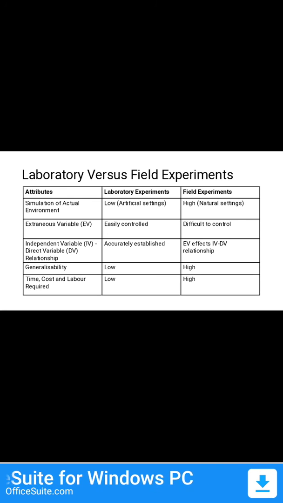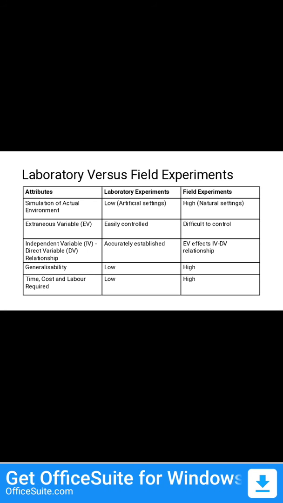So the relationship which you obtain here in laboratory experiments may not be generalizable in the real world, because in laboratory experiments you were able to control extraneous variables, while in the real world extraneous variables are also going to play a role. On the other hand, in field experiments you were not able to control the extraneous variables as effectively as in laboratory experiments.